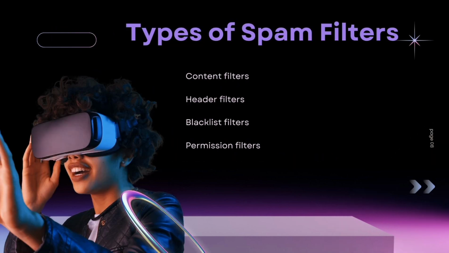The types of spam filters could be content filters, header filters, blacklist filters or permission filters. Content filters scan message content. Header filters check header information. Blacklist filters block known spam sources. And permission filters allow only approved senders.